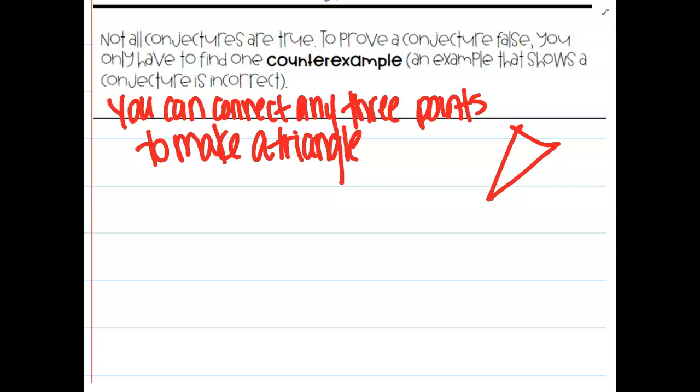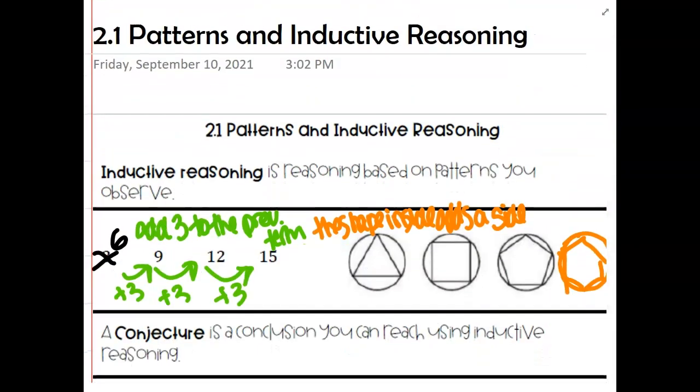Can you guys come up with a counterexample? Yeah, what if they're in a straight line? Yeah, if I put the 3 dots in a straight line, I can't form a triangle. So we would go ahead and say that that conjecture is false. You just need one counterexample. Okay, questions on any of that?